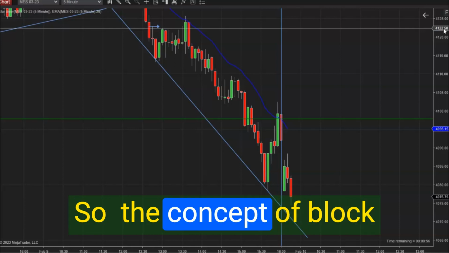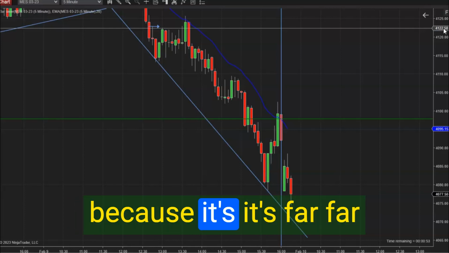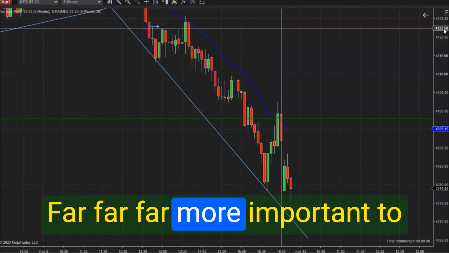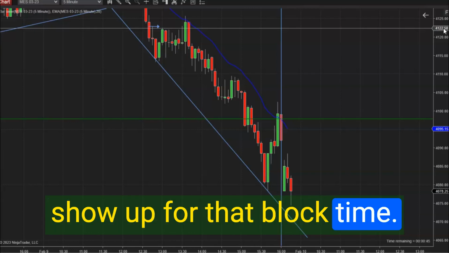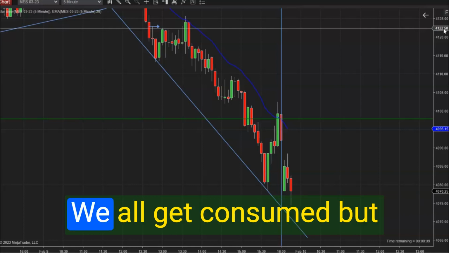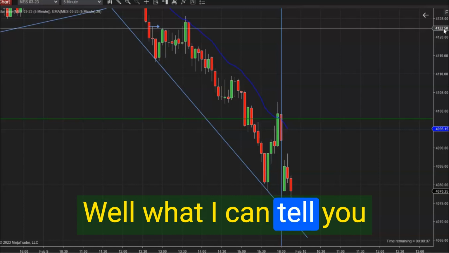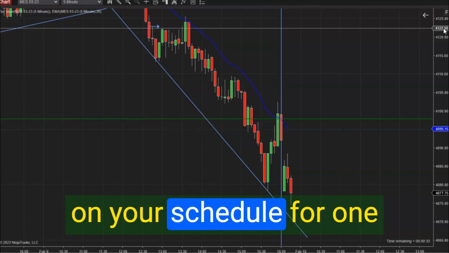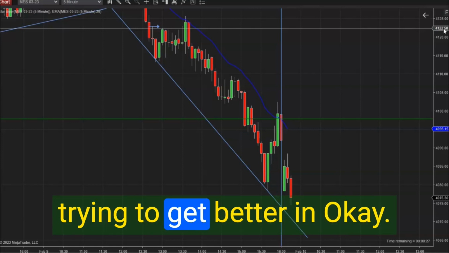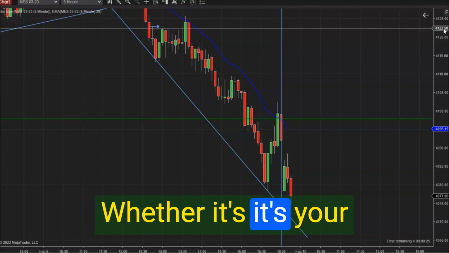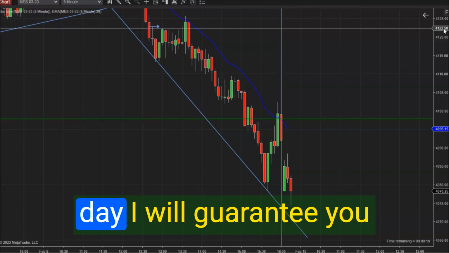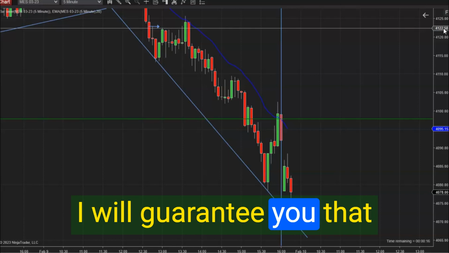So the concept of block time is really important because it's far, far, far more important to show up for that block time than it is what you're doing during the block time. We all get consumed, but what am I supposed to do? Well, what I can tell you is if you put something on your schedule for 1 hour a day, every single day, whatever domain you're trying to get better in, whether it's your health, your trading, your relationships, whatever it is, I will guarantee you that you're going to get better.